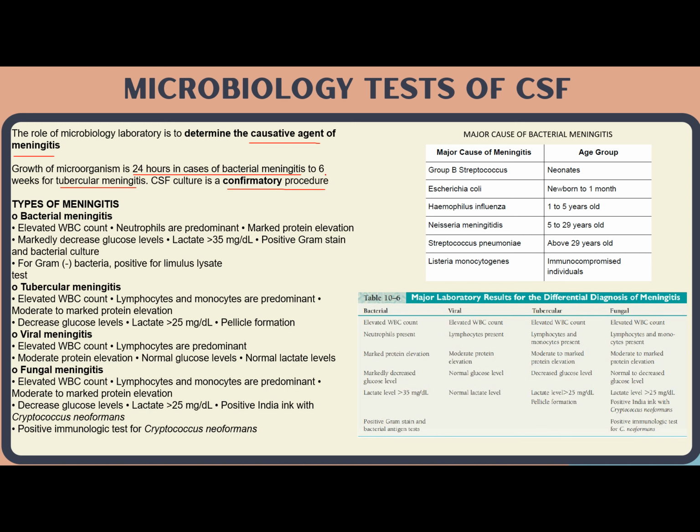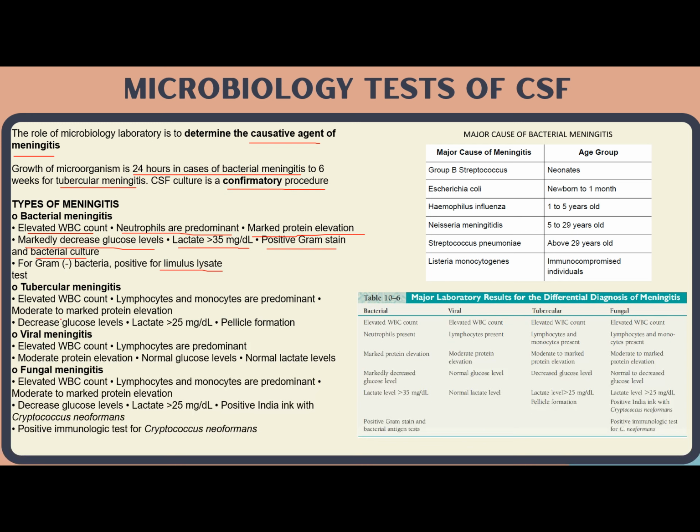So if you have bacterial meningitis, you would have an elevated WBC count. Neutrophils are the most predominant. Diba? Lymphocyte and monocyte ang madami. Lymphocyte specifically for adults, and for neonates, it's monocytes. But in cases na meron kang bacterial meningitis, neutrophils are the ones that are predominant. Marked protein elevation, markedly decreased glucose levels, lactate greater than 35 milligram per DL, positive gram stain, and bacterial culture. For gram negative bacteria, positive for limulus lysate test.